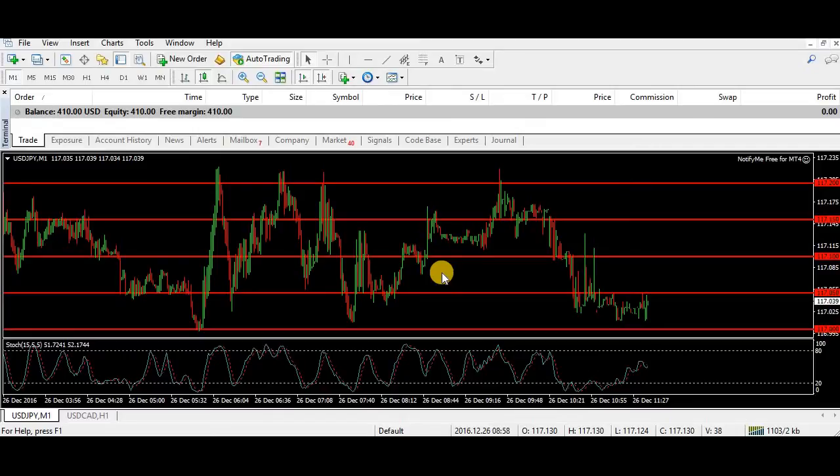117.05, 117.10, 117.15, 117.00, 116.95. If your unit size was 20, you would have entry orders every 20 pips. 117.20, 117.40, 117.00, 116.80, etc.